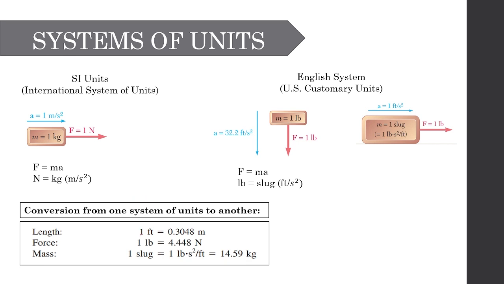So 1 foot is approximately 0.3 meters, and 1 pound is approximately 4.4 newtons. And in mass, 1 slug is equal to 1 pound times s squared over feet, which is equal to 14.59 kilograms.